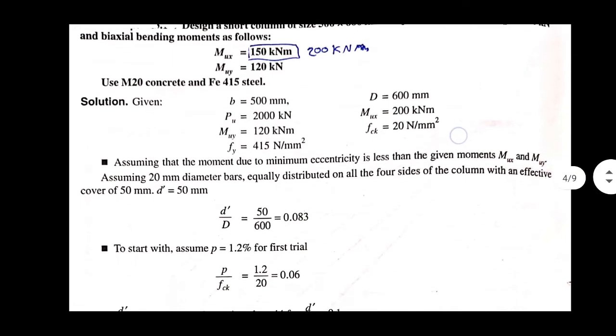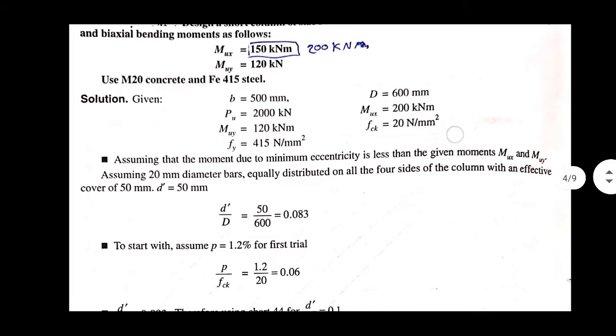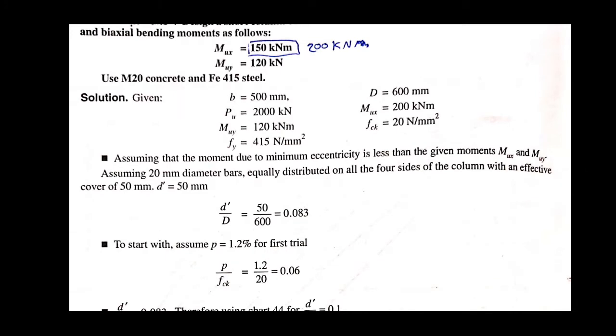Now we have to find out a ratio, that is d dash by d is 50 by 600, that is equals to 0.083. Now we have to start with assuming the percentage of steel. We assume the percentage of steel as 1.2% for the first trial. So p by fck is 1.2 by 20, that is equals to 0.06. Okay.